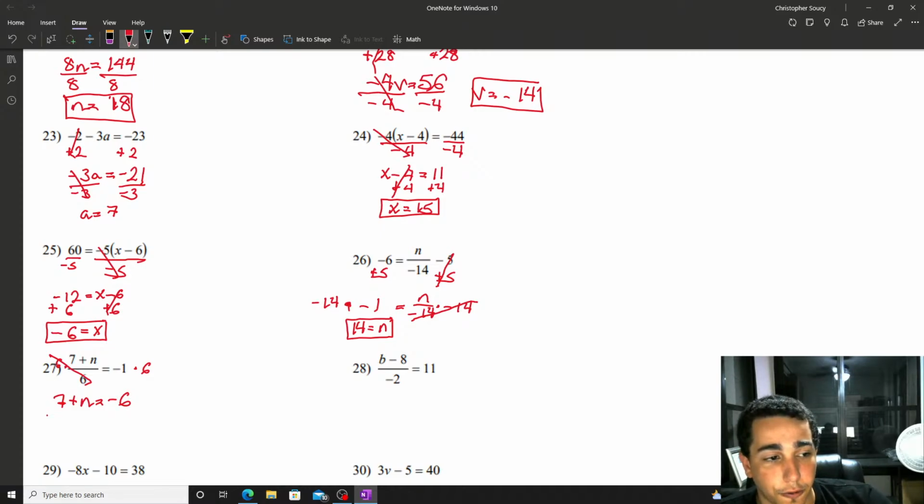Then to get n by itself, we're going to subtract 7 on both sides. And we're going to get n equals negative 13.